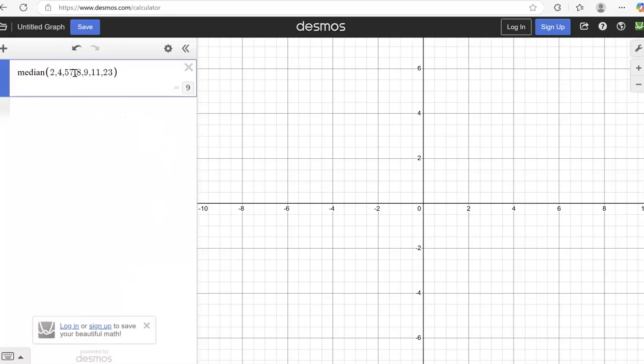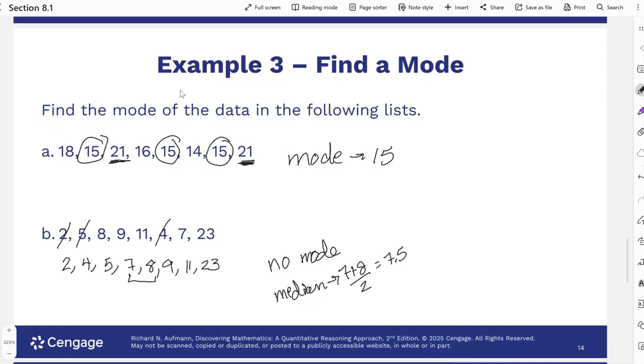I forgot my comma right there. 2, 4, 5, 7, 8, 9, 11, and 23. You can see it's going to pull that median out. So we can do median and mode in Desmos.